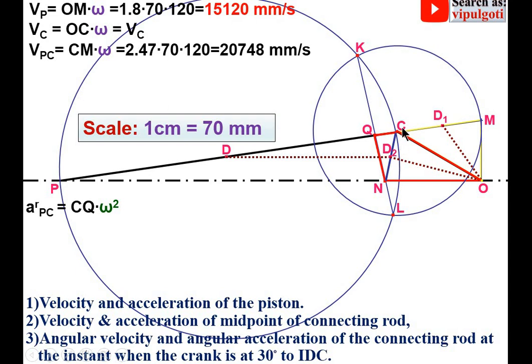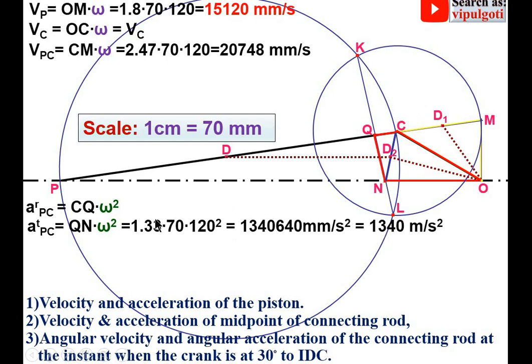Also you have to remember that CQ represents the radial component of the connecting rod, whereas QN represents the tangential component of the connecting rod. So here it is the radial component of the connecting rod for the acceleration. And keep in mind that if I want to find the value from the acceleration diagram, then it must be multiplied by omega square. So once again, for the velocity diagram it is multiplied by omega, whereas for the acceleration diagram it is multiplied by omega square.